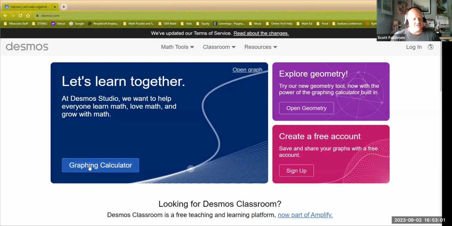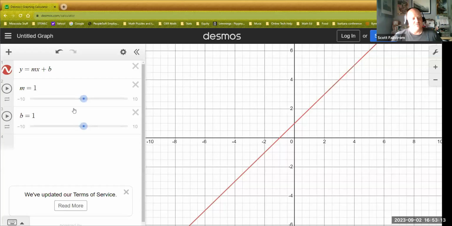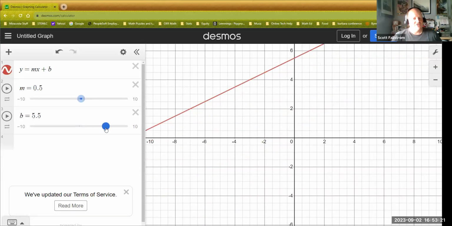So I'm just going to click on Graphing Calculator, and I'm going to type in an arithmetic sequence, which we know now looks like y equals mx plus b. And I'm going to add sliders to these, which allows me to change the slope of the line by sliding it. That is so cool. And I could even change the y-intercept by adding or subtracting.